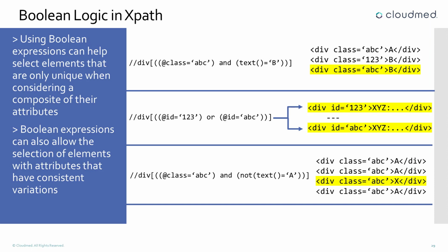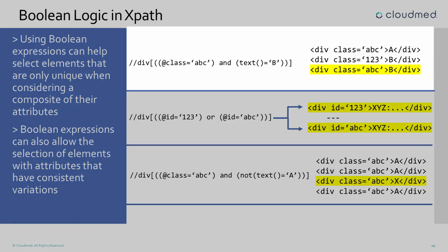These help when particular elements are only unique when you consider a composite of their attributes. In this case, we have 3 divs here. 2 of them have the class of ABC and 2 of them have inner text of B. So you can't choose just one because then you're going to be grabbing 2 elements with either one of those things. But if we take a composite saying, okay, well, I want the one that has the class of ABC and has the text of B, then we're being specific enough to just grab the one element.